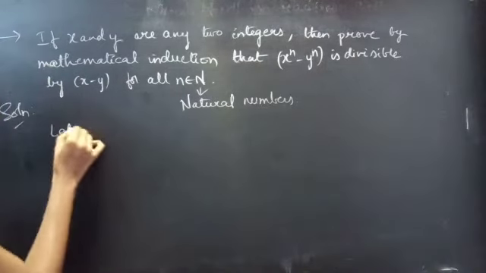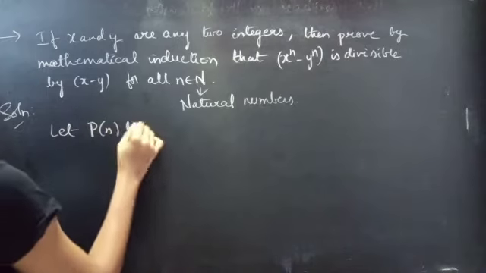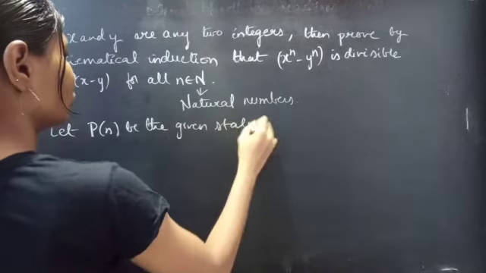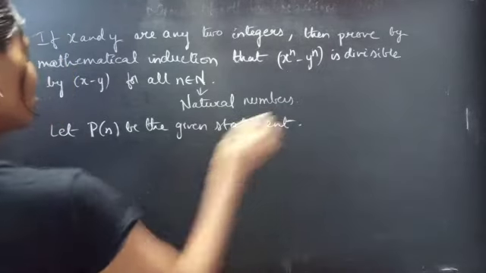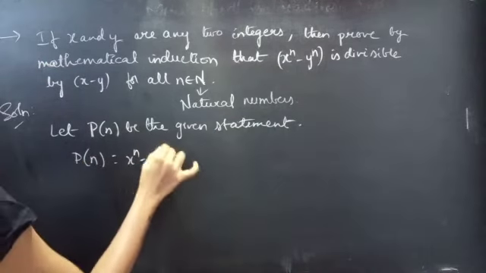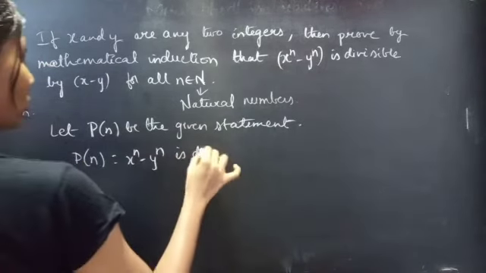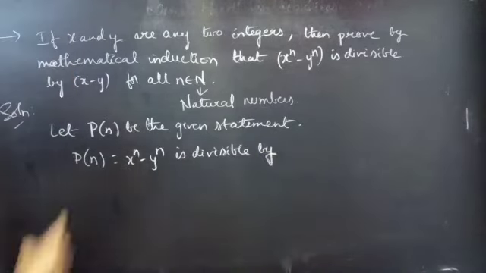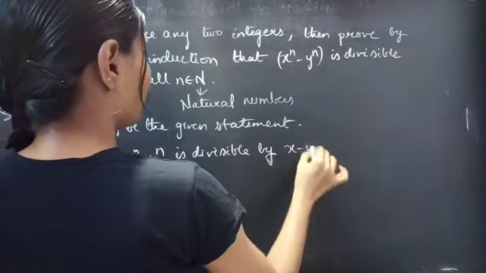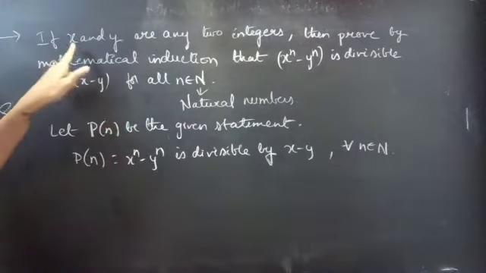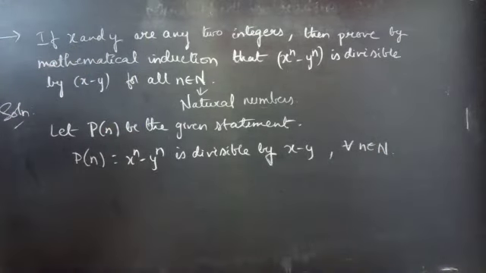Let P of n be the given statement. Then P of n will be x power n minus y power n is divisible by x minus y for all n belongs to natural numbers, and for any x, y belongs to integers, or for any integers x and y.